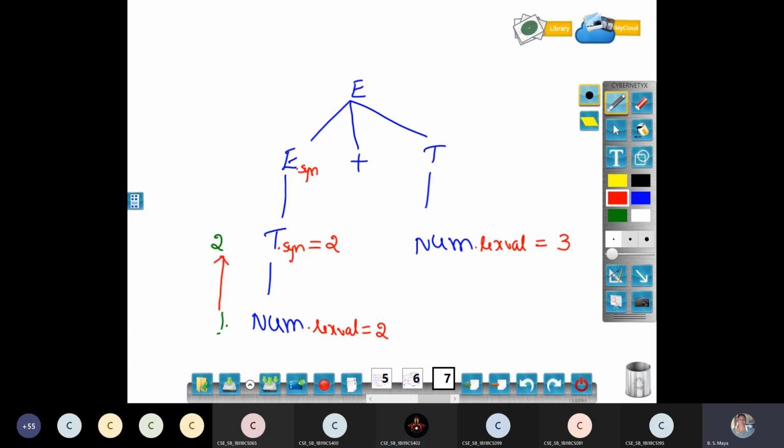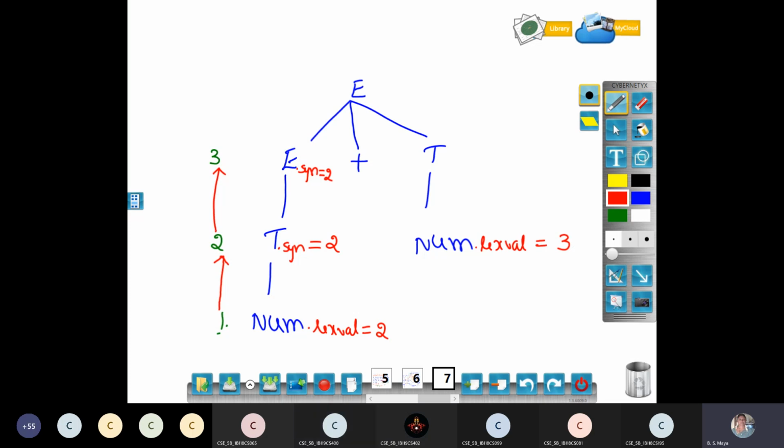Shall I write SYN? Yes, ma'am. What's the value of this? 2, ma'am, 2 only. Okay. Then what is the number? 3. Okay. What is an arrow mark? Arrow towards E, ma'am, from T. That means I am computing 3 from the node 2. Then 2 to 3. Correct?